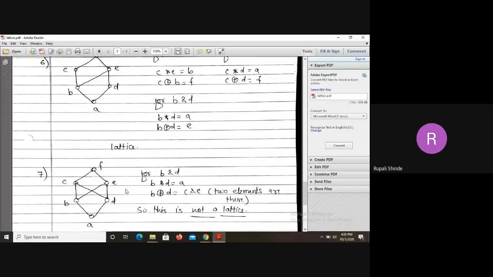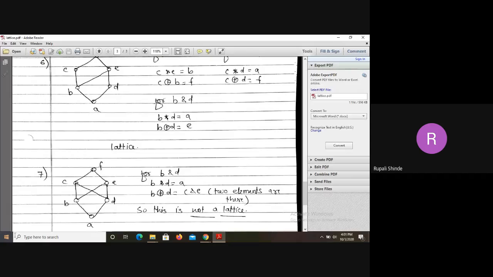So here we can say that there exist two greatest lower bounds and least upper bounds for this pair of elements. That's why this is not a lattice. Lattice साठी आपण definition काय बघितली? For every pair of elements, there should be only one greatest lower bound and least upper bound. Then only that diagram is called a lattice.